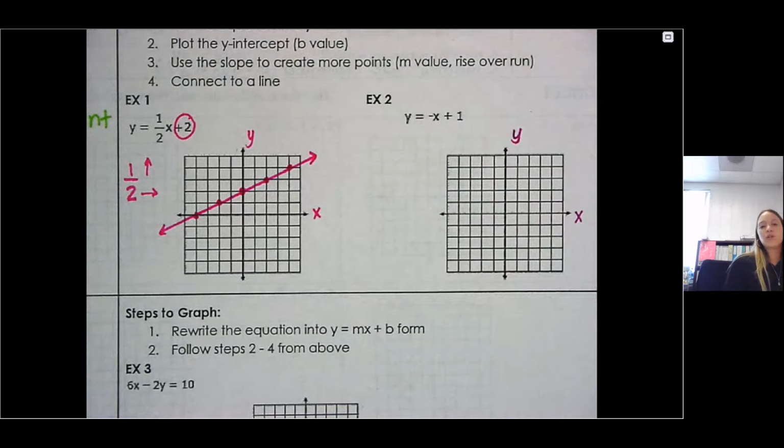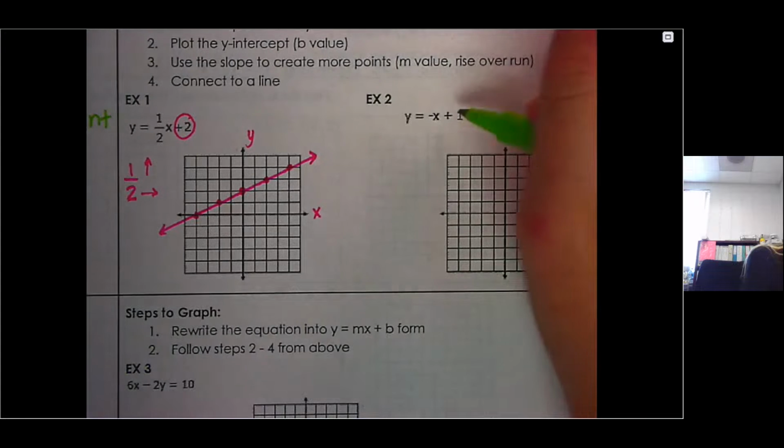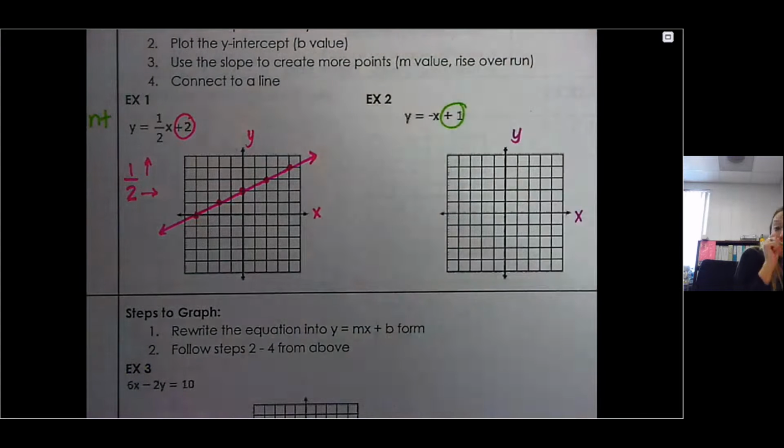Okay, let's do the same thing. Actually, why don't you try example 2, and we'll see if we get the same graph. You can just turn that x to a 1, right?